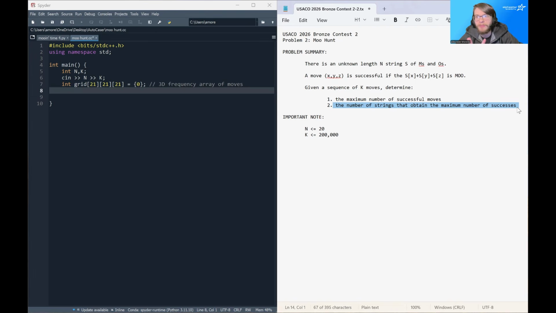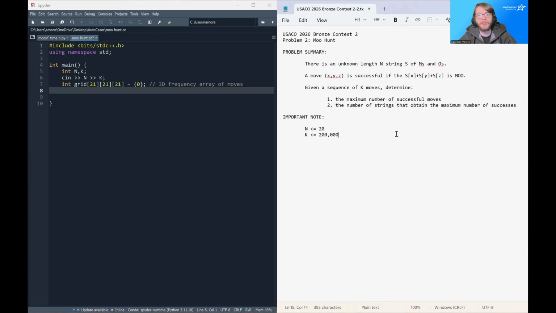There are two important things that we need to know. We need to know that n is very small. N is at most 20, so the length of S is extremely short. And the number of moves that we are given is 200,000. So we have a lot of moves on a very short string. And since n is so small, we should start thinking that maybe we can afford a brute force algorithm here. In particular, perhaps we can brute force over all copies of this unknown string s.